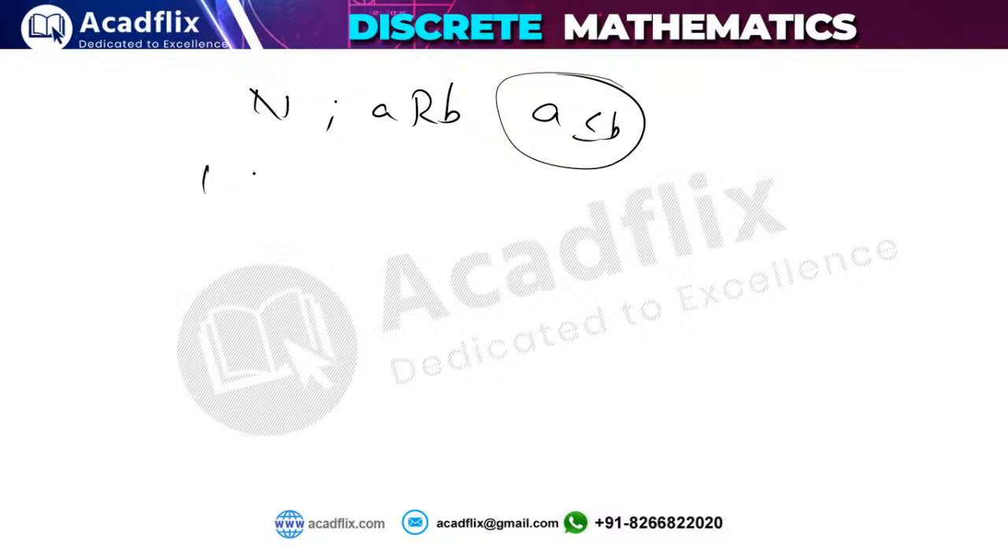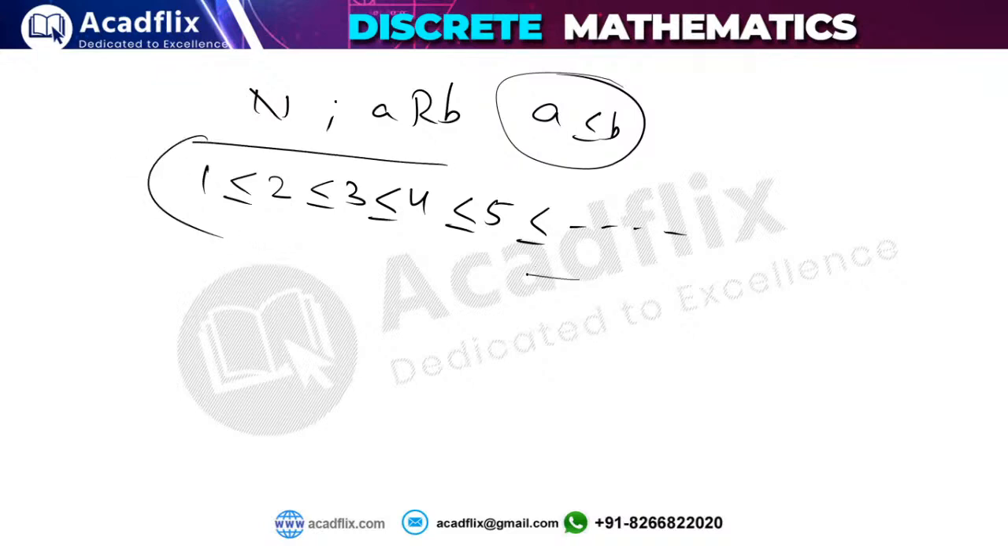It is putting like this: 1 is less than equal to 2, 2 is less than equal to 3, 3 is less than equal to 4, 4 is less than equal to 5, and so on. This is how this relation is putting elements in the order. You can see this order you will get, right?